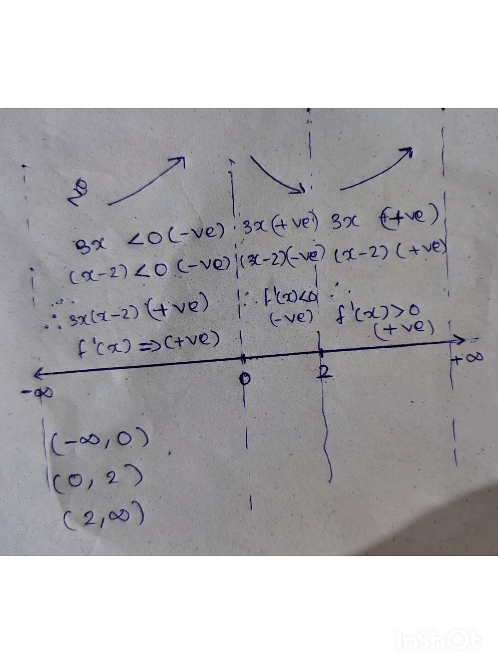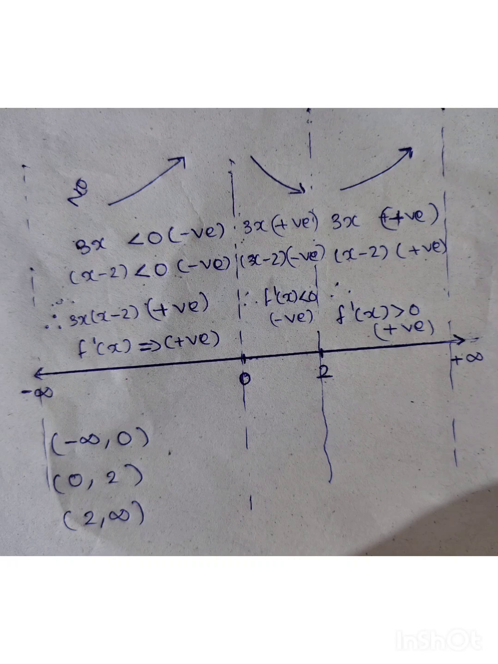On minus infinity to 0, 3x will be negative, x minus 2 will be negative, therefore f dash of x will be positive. Since f dash of x is positive, the function is increasing on the interval minus infinity to 0.